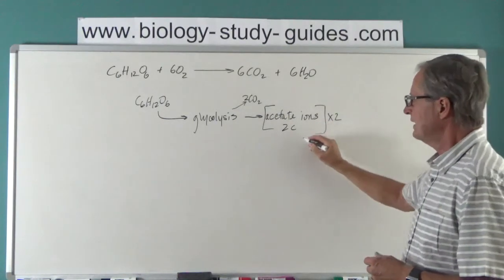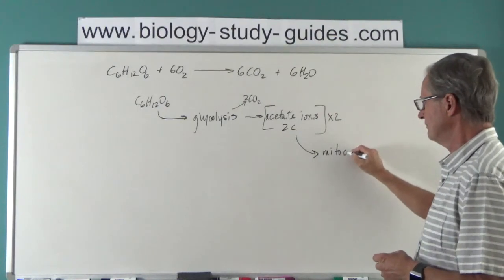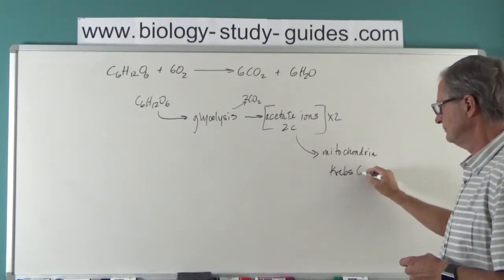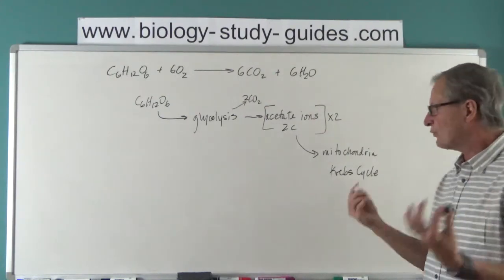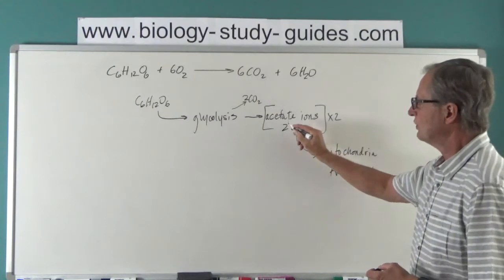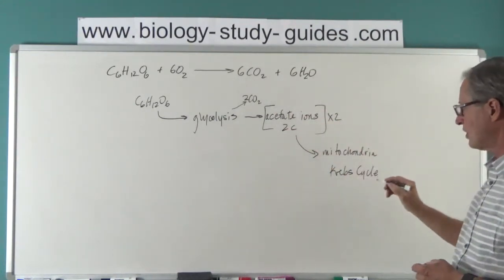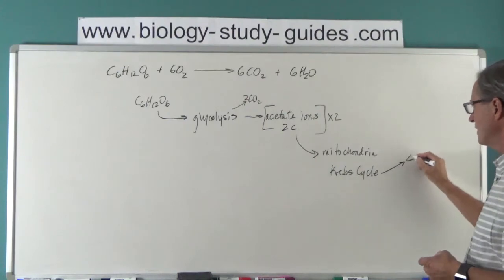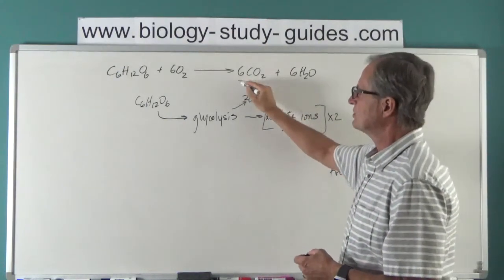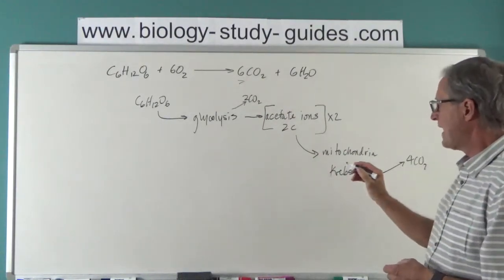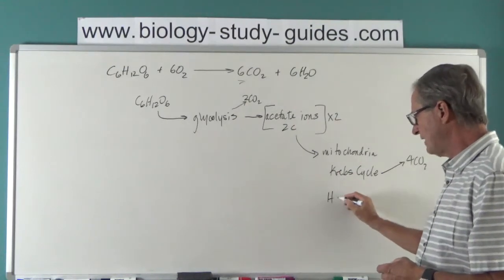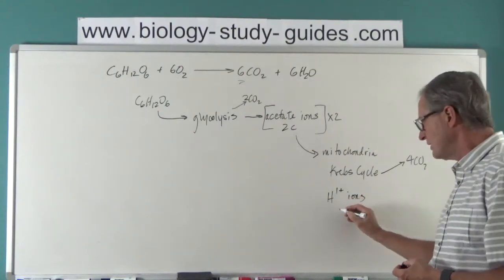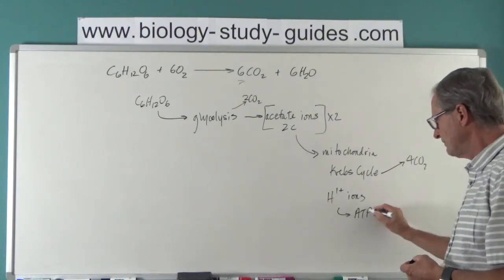These acetate ions, as we said, go into the mitochondria, where they're treated by Krebs cycle. Krebs cycle is where the rest of the carbon dioxide is generated. So we have a total of 4 carbons, 2 times 2, 4 carbons going into these reactions of Krebs cycle in the matrix of the mitochondria. So Krebs cycle will generate the other 4 carbon dioxide. So we've got our 6 carbon dioxide that way. The other thing that happens in here, as we mentioned before, is that the hydrogen ions go into the intermembranous space, and they have the energy. The energy gets captured by ATP synthase.